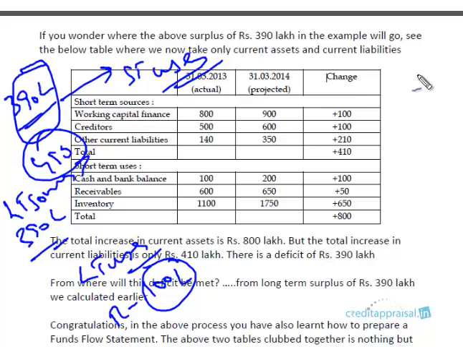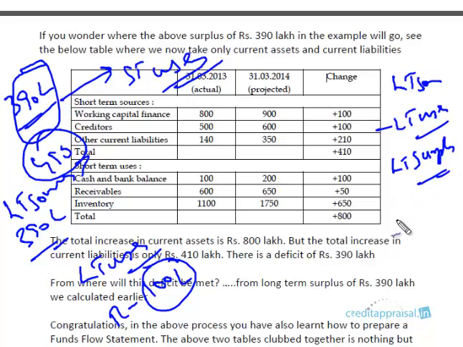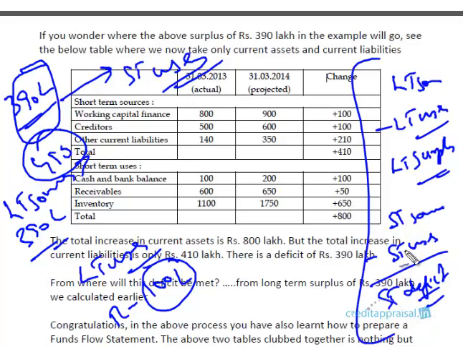Okay, by calculating long term sources minus long term uses, you got a long term surplus. The same thing you do for short term sources minus short term uses. I guarantee you are going to get a short term deficit because the balance sheet ultimately has to tally. The balance sheet is made up of only these four components: long term sources, long term uses, short term sources, short term uses. Every item in the balance sheet you can club under one of these four heads.